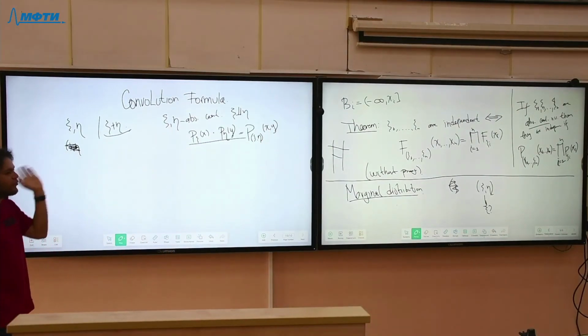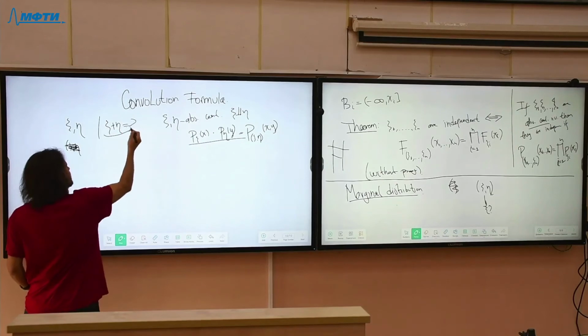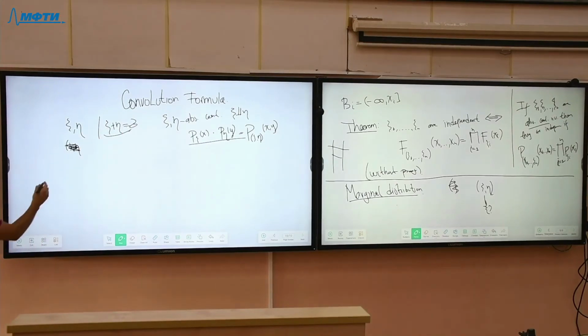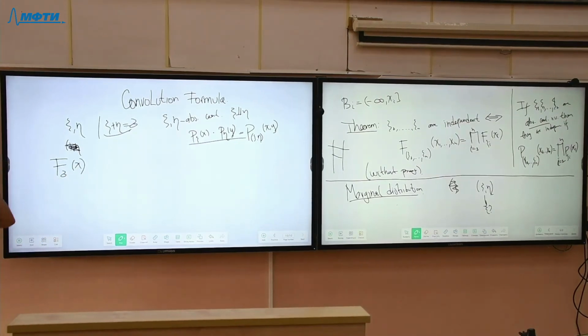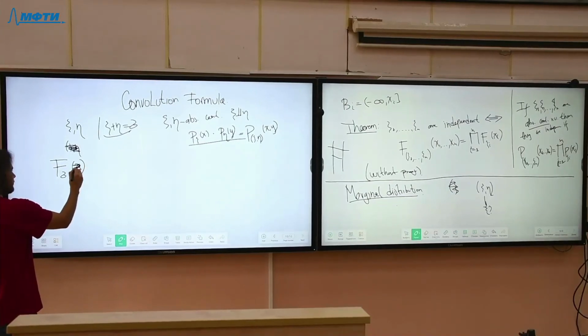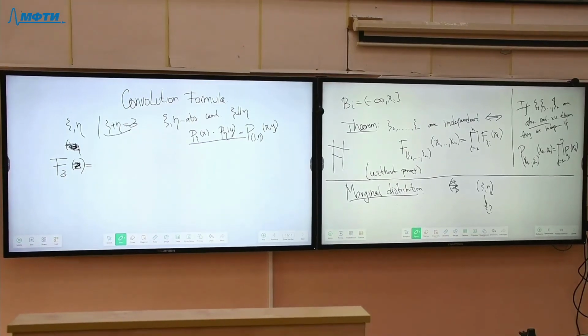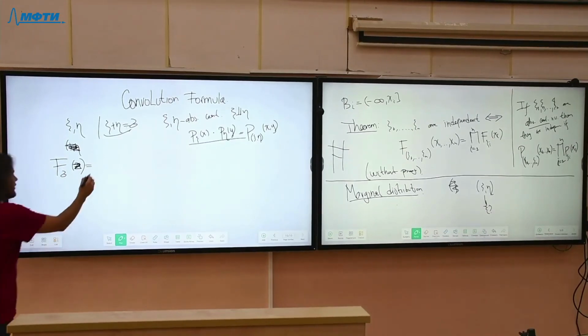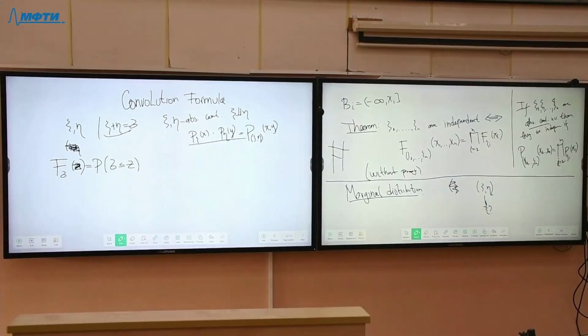So what do we need to find? We need to find the CDF of this. So this is a new random variable, we can call it. We need to find F of this one, at Z. What is this by definition? This is the probability that the sum is less than or equal to Z.